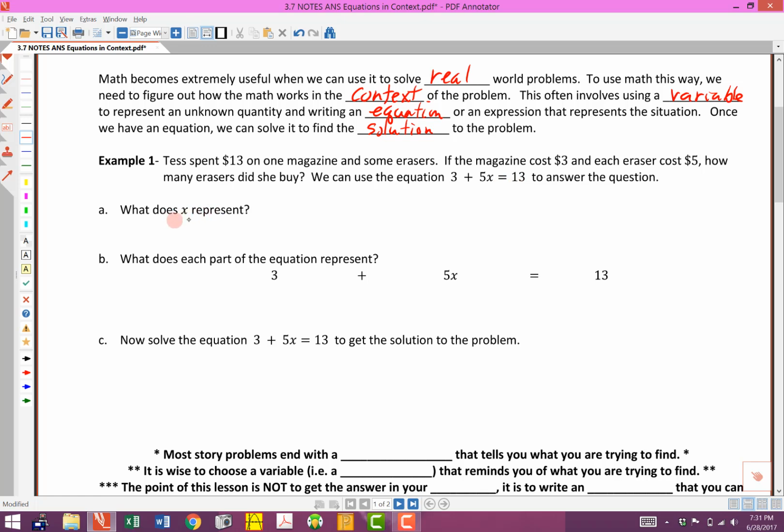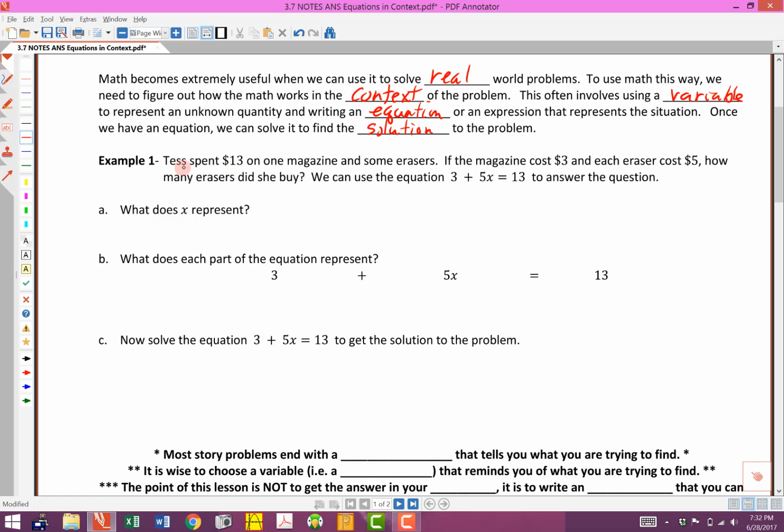So the question here is, what does the x represent? And this is what we really need to be good at. This is where math becomes useful. If we can take the math, take an equation, and figure out how to apply that to a real-world problem, especially on something as simple as this, we're going to be better able to solve really complex problems down the road. So let's think about this. The first question is, what does the x represent?